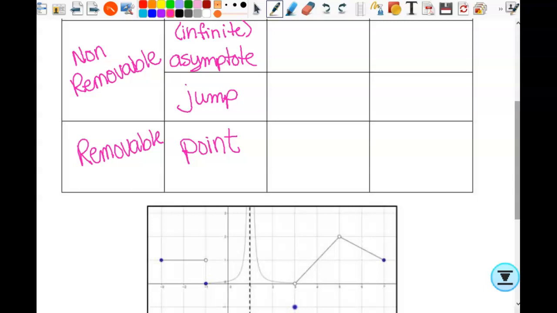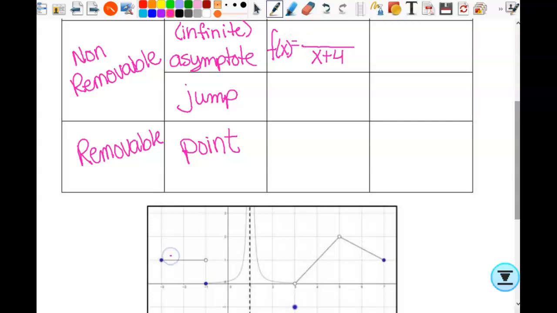Okay, a binomial on the bottom. So if I have f of x, so if I have like x plus 4 in the denominator, right? Then I'm going to have an asymptote where? X equals -4. And then your numerator could be almost anything.